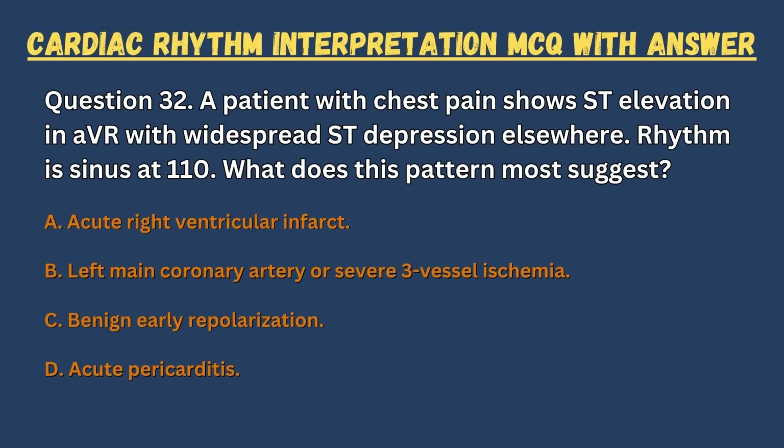Question 32. A patient with chest pain shows ST elevation in aVR with widespread ST depression elsewhere. Rhythm is sinus at 110. What does this pattern most suggest? A. Acute right ventricular infarct. B. Left main coronary artery or severe 3-vessel ischemia. C. Benign early repolarization. D. Acute pericarditis.